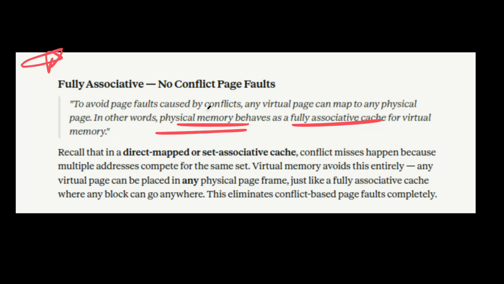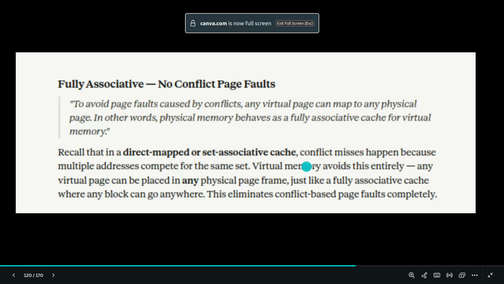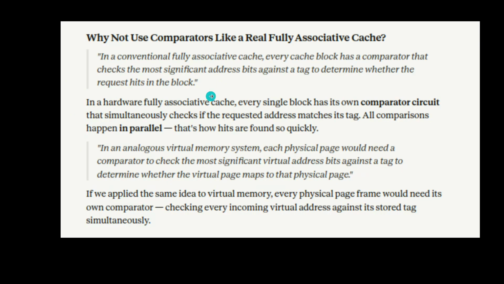In a direct-mapped or set associative cache, a conflict miss basically happens. Why do conflict misses happen? Because multiple addresses are competing for the same set. Virtual memory avoids this entirely. Any virtual page can be placed in any physical page frame, just like a fully associative cache, where any block can go anywhere. This eliminates the conflict-based page faults.